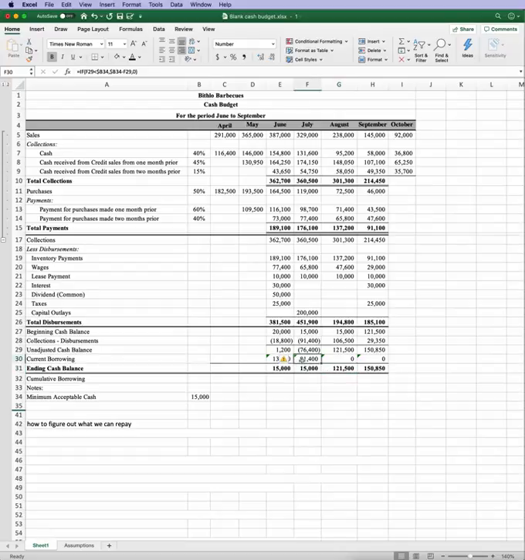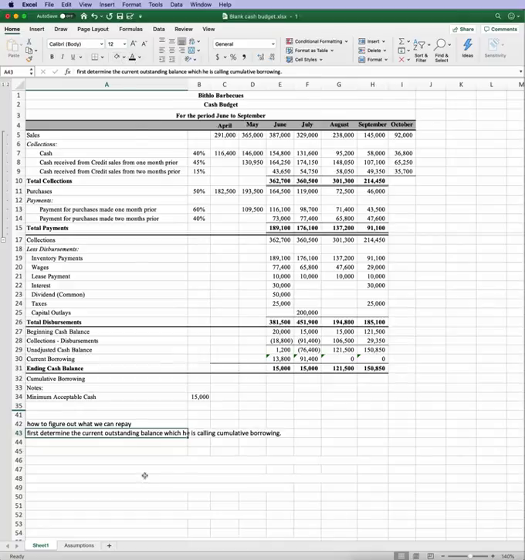But nowhere in here do we think about, okay, maybe I ought to pay back that short-term loan, right? And of course, it's expensive to carry short-term debt. So we need to adjust this borrowing line here in our budget to also pay back a loan if we can, right? So what we need to do in order to get to that point is, first thing we need to do is figure out what the total balance is on the loan.